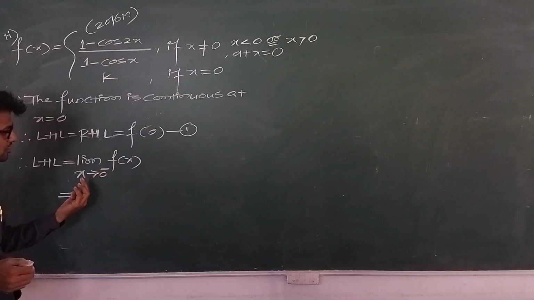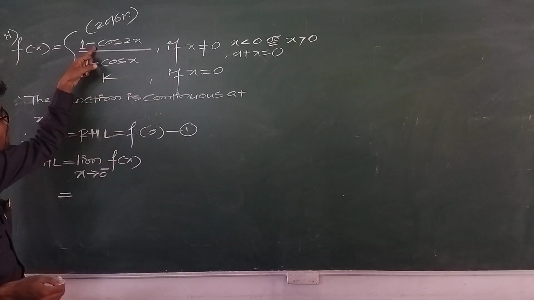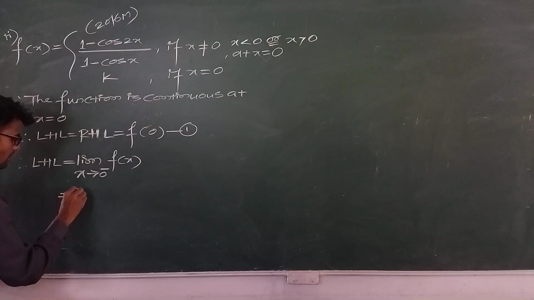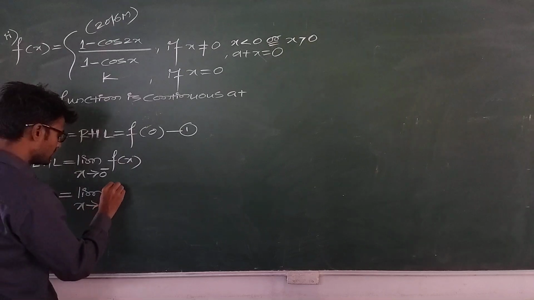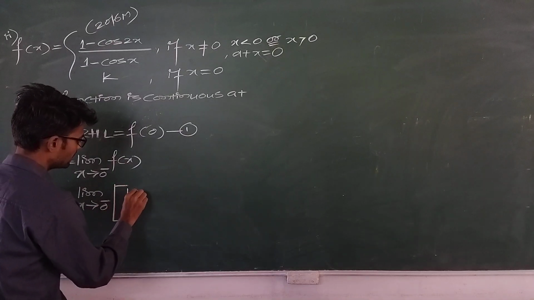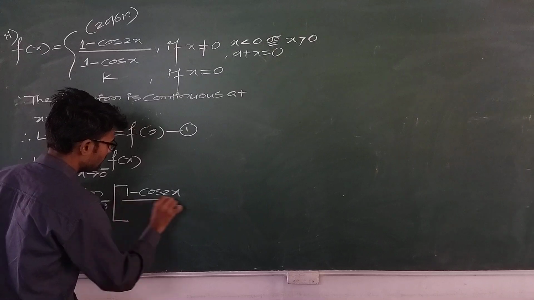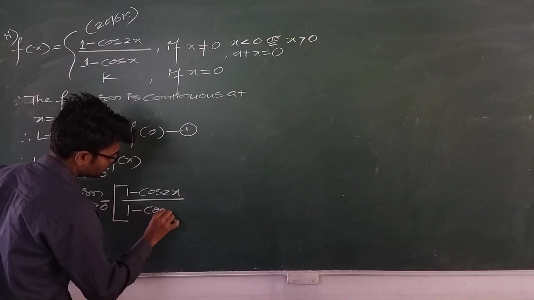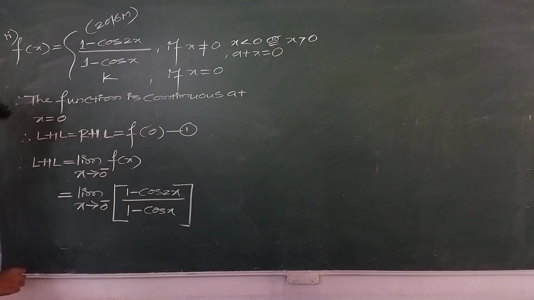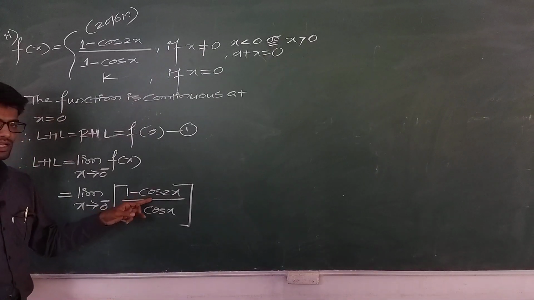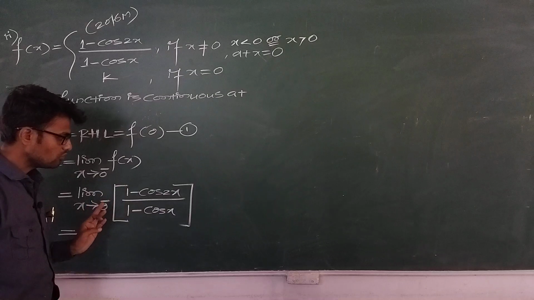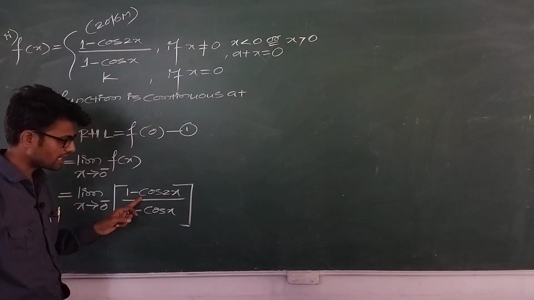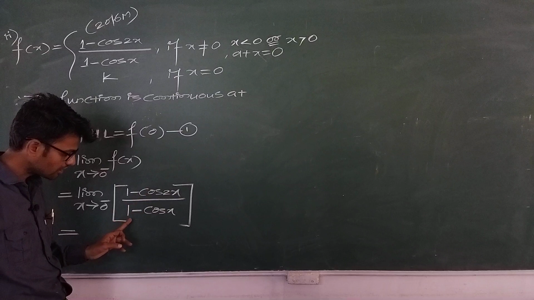For the value of x less than 0, the value of the function is 1 minus cos 2x divided by 1 minus cos x. So therefore I will write limit of x tends to 0 bar of f of x, which is 1 minus cos 2x divided by 1 minus cos x. Now, you drop the limit and take the value of x as 0 in this one. It becomes 1 minus cos 2 into 0, that is cos 0, and here also 1 minus cos 0.